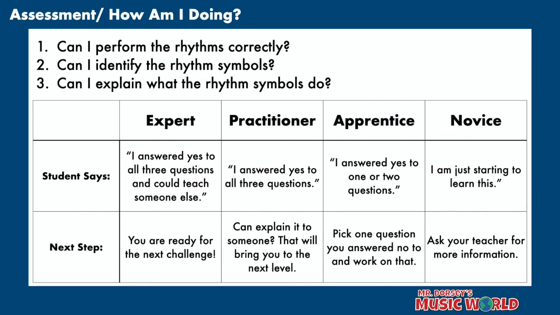If you said yes to all three, and you could show someone else how to do this, you're an expert. You're ready for the next challenge. If you answered yes to all three questions, you're a practitioner. Your next step is, can you explain it to someone else? That'll bring you to the next level. If you answered yes to one or two questions, you're an apprentice. Pick one question you answered no to and work on that for next time. And if you're just starting to learn this, which we all are at some point, you're a novice. Ask your teacher for more information.